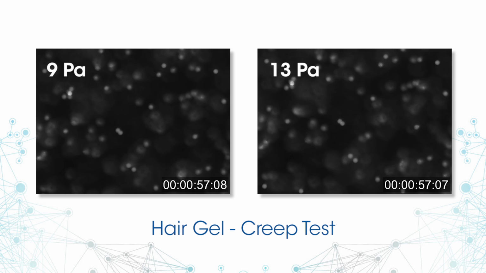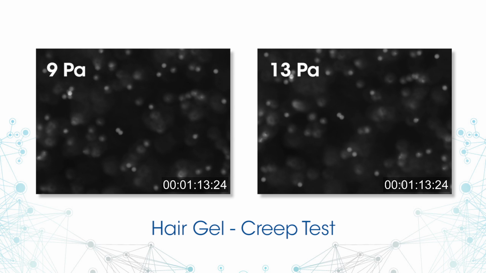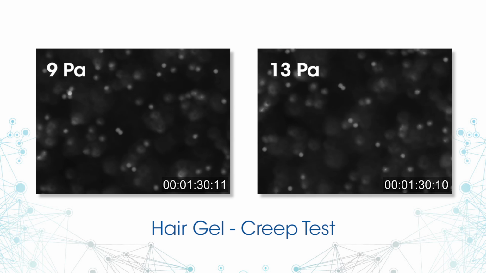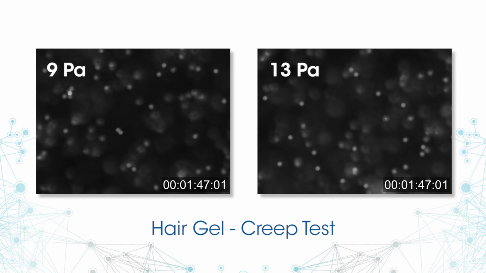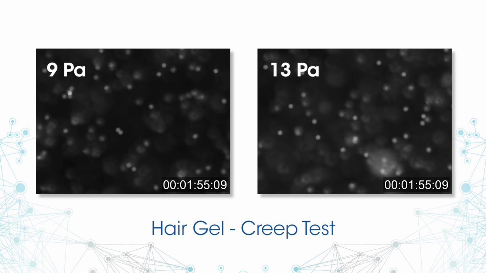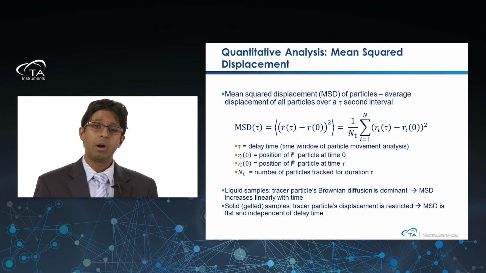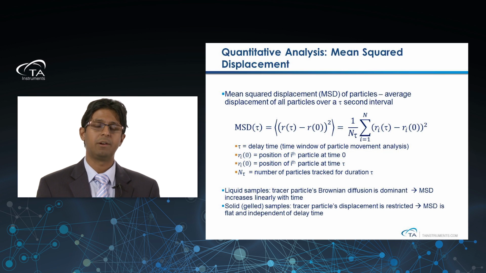These videos are sped up 4x, so with the 13 pascal sample, we'll gradually see it yield and flow, and at the point at which the sample starts to yield, we'll see a gradual translation of the tracer particles along the shear direction. We can then go ahead and once again identify particle centers and track and quantify this type of behavior.